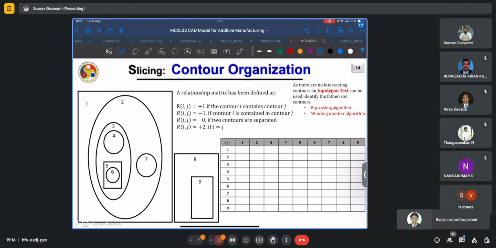This is accomplished by this relationship matrix, which is shown here. And the rules are that we look at two contours, i and j, and the relationship value is defined as plus 1 if contour i contains contour j, minus 1 if contour i is contained in contour j, 0 if they are separated, and plus 2 if i equals j.